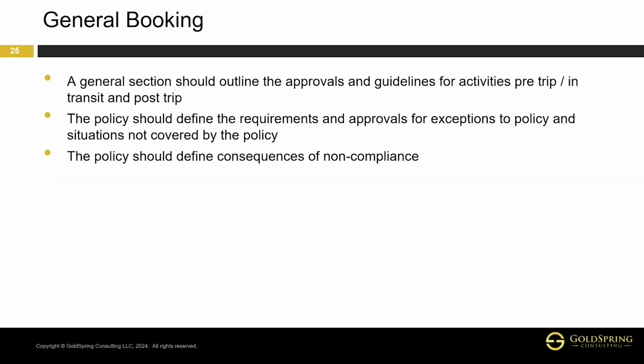Okay. The next section, one of the modules here, we talked about a general section or a booking section, if you like. That should outline travel approvals, guidelines for activities pre-trip, in transit and post-trip. It should also define the requirements for how you approve exceptions to policies or out-of-policy bookings. Once an out-of-policy booking is approved, it's now in policy. So how you account for that, what process you have for that, should be defined in the policy, and also put in some kind of message about the situations not covered by the policy. And the policy should also define the consequences of non-compliance.